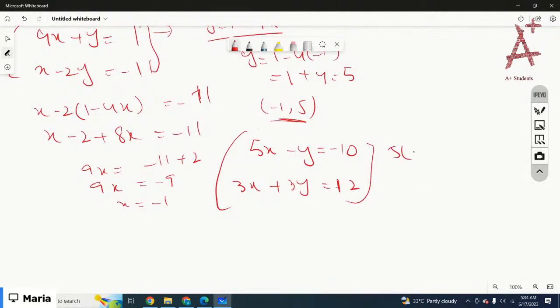It would be 5 times negative 1 minus 5. So 5 times negative 1 is negative 5, and negative 5 and negative 5 makes negative 10. Yes, this is equivalent. Let's just put it in the second one. 3 times negative 1 plus 3 times 5. So negative 3, and 5 times 3 is 15, and 15 minus 3 is 12. Yes, that means when you add and subtract both the equations, it makes an equivalent system of the original equations. Got it?